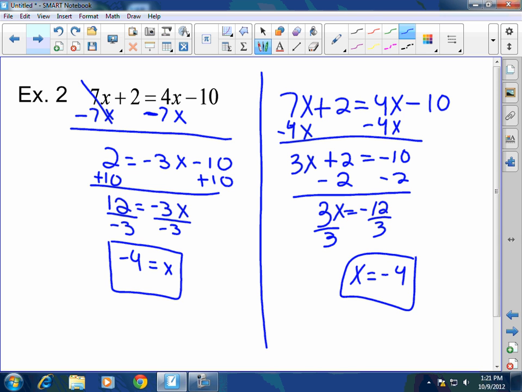So it does not matter if you want to keep the x's positive from the beginning or if you want to keep the x's negative. It does not matter which x you move to where, as long as you do it properly. If you have a positive value of x you want to move, you've got to subtract that value to both sides. If you have a negative value of x you want to move, you've got to add that value to both sides.